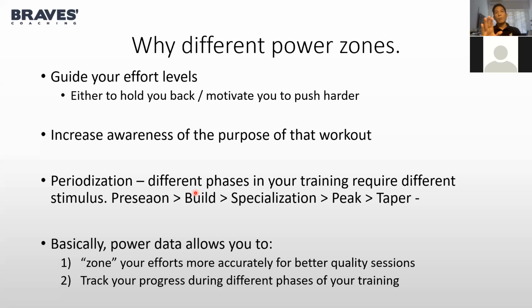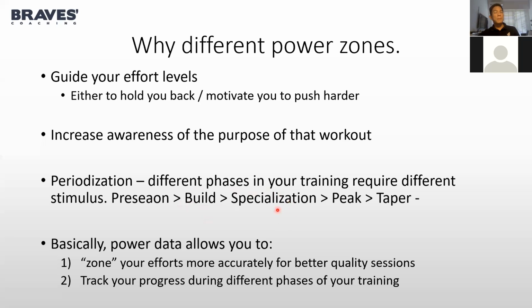And then before the race, some people call this build 2, but specialization is when we go race specific. That's when we skew the polarized training more to a pyramidal model. You'll be spending slightly more time in zone 3, in the threshold work, which in the build period we wouldn't have spent time there.